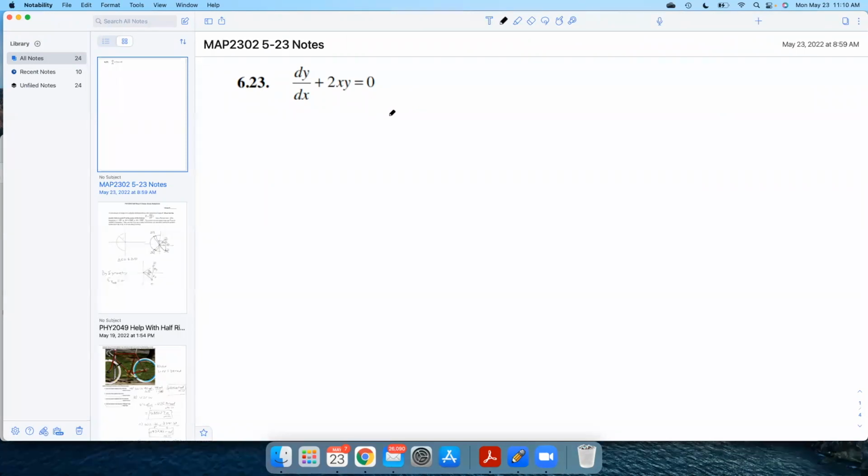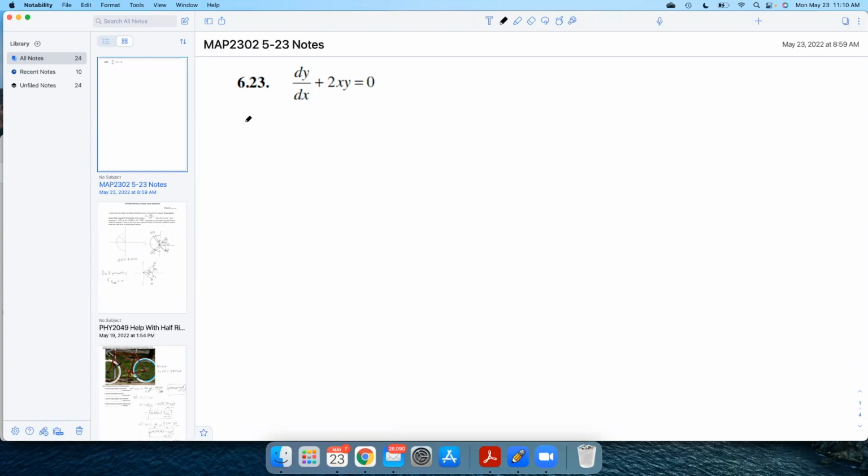Let me think. No, it may not be exact in this form. Anyways, my point is there are multiple ways to solve it. Let's solve it as a linear DE.